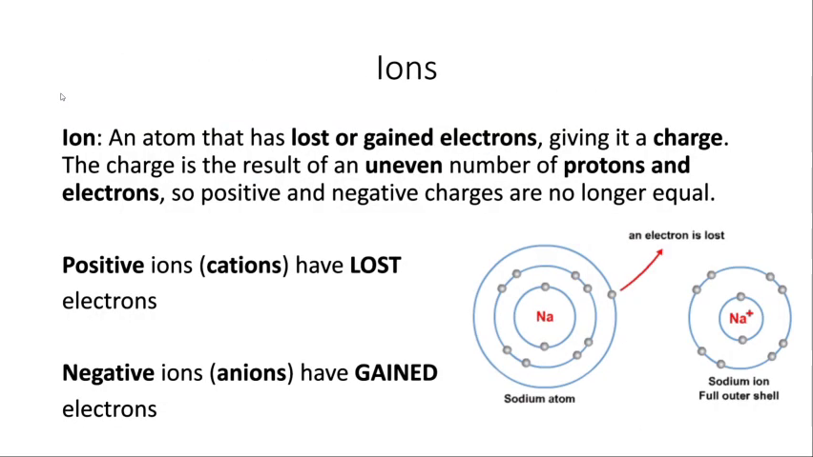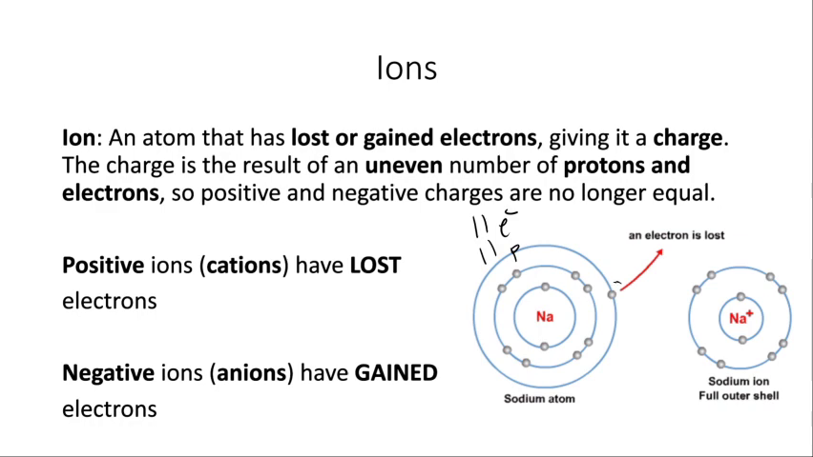Okay, so ions. What are ions? This is an atom that has lost or gained electrons, giving it a charge. This charge is the result of an uneven number of protons and electrons, so positive and negative charges are no longer equal. So sodium here, if you look, we've got 11 electrons. This little e with a negative sign, that is a negative sign, just in case you were wondering, in case it doesn't quite look like a negative sign. And you also have 11 protons.